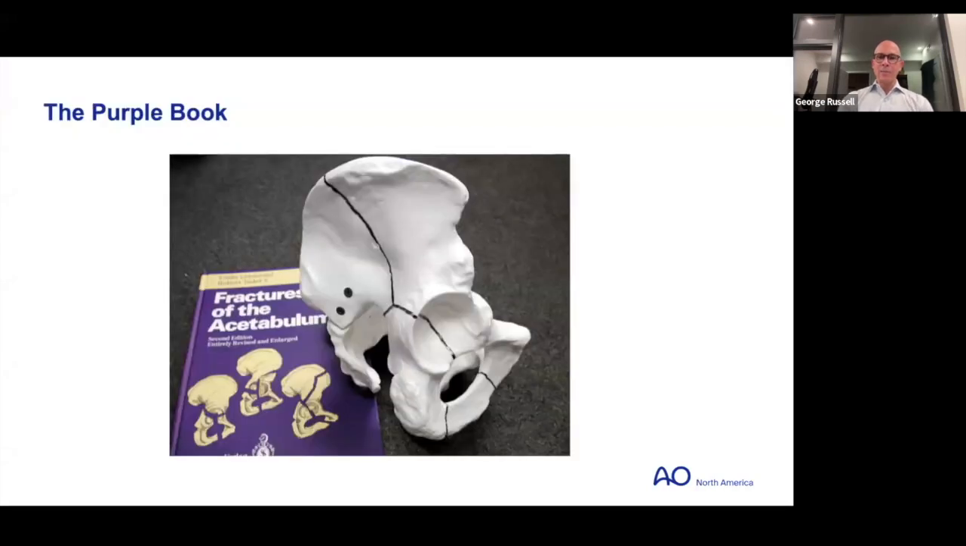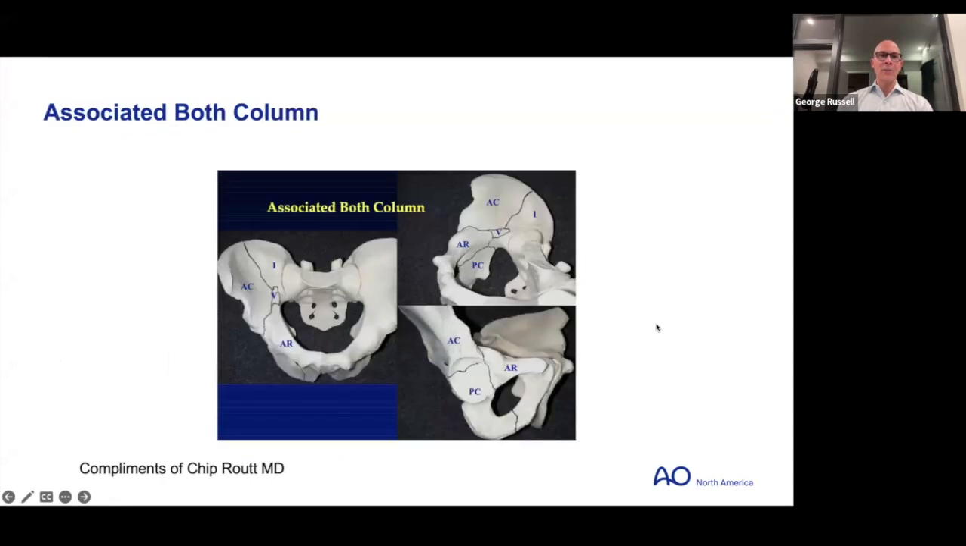Just a couple of introductions. No acetabular fracture course could be adequately described or discussed without reference to the Purple Book or the book by Letournel. Everyone should certainly have access to that as they consider a career in acetabular fracture surgery.